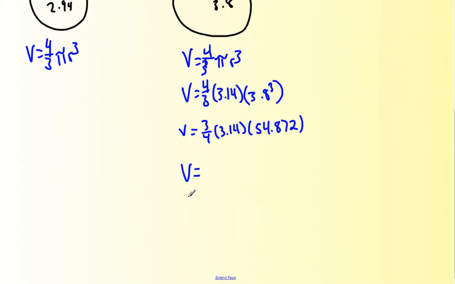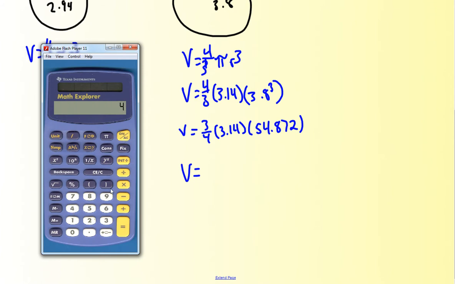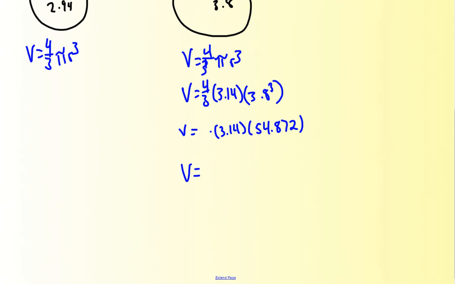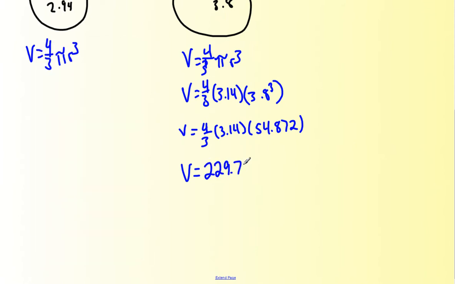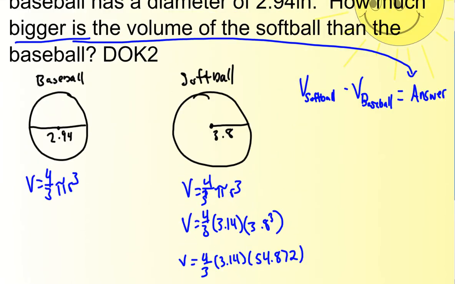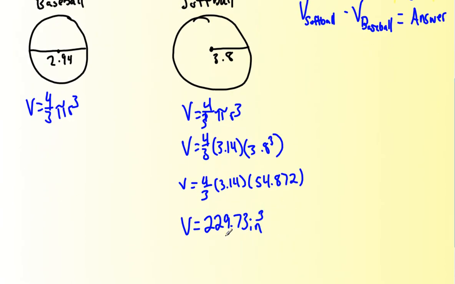And now I just multiply everything together, and that gives us, let's see, 4 divided by 3 to change the... Whoa, what did I do there? Why did I put that as 3/4? 4/3 to change the fraction into a decimal, times by 3.14, times by this 54.872 equals 229.73. 229.73, and is that inches? Yeah, inches cubed. So this is the volume of the softball.